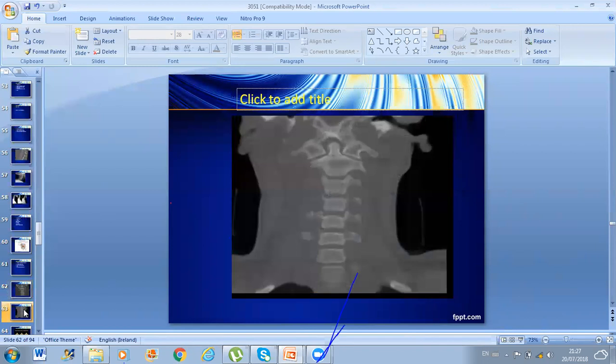What about this? What is happening in this CT scan? So, coronal image CT scan showing the fracture at the base of the neck. What type is this one? Type 2. Is it stable or unstable? Will it unite or not unite? Simple question. It will not unite. Why?